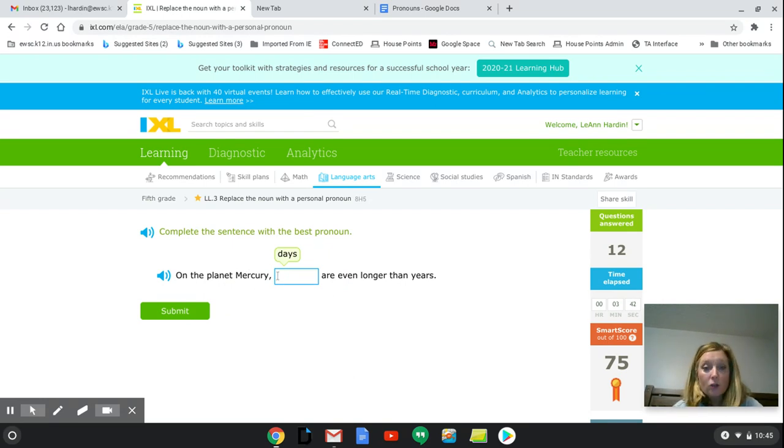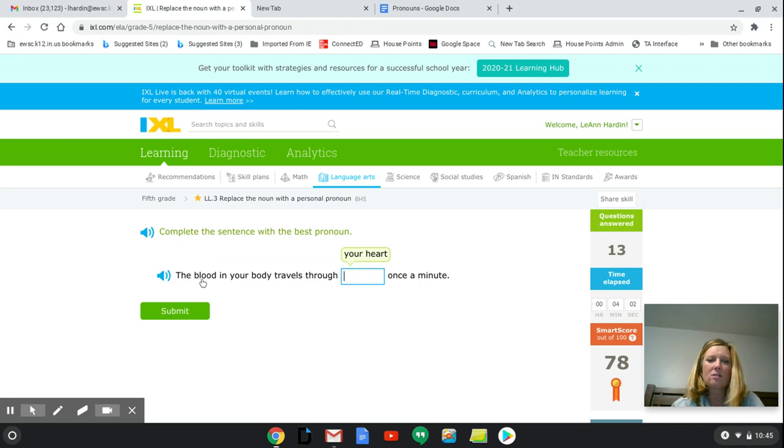On the planet Mercury, days are even longer than years. So days, we could say, could we take the place of days here? It? No, because there's more than one. So we're going to say they, which still sounds awkward to me, but it is the right answer.